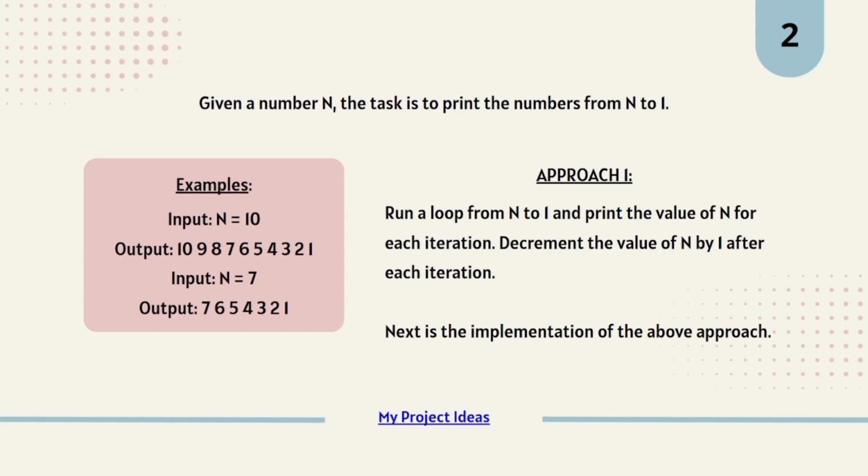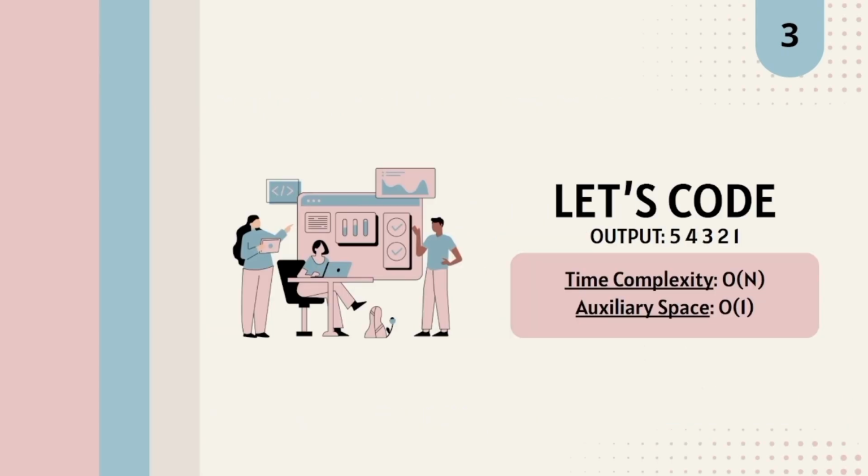The first approach is that you can run a loop from n to 1 and print the value of n for each iteration. So what does it mean? You're going to run a loop from the number n to 1, and in each iteration, you're going to decrease the value of n by 1. Simple, guys. This is simple looping, simple iteration. So let's look at the code section. The time complexity here is big O of n, and your auxiliary space is big O of 1.